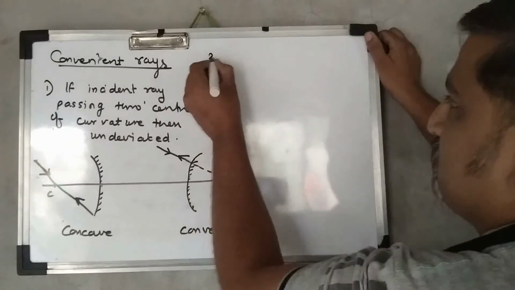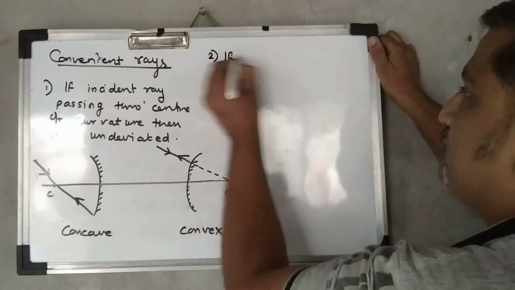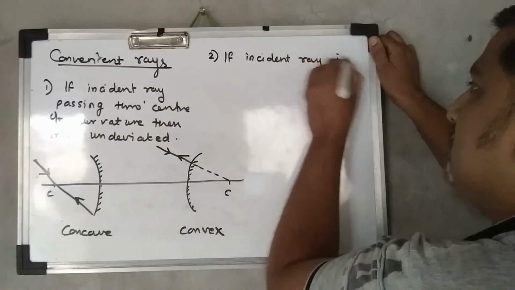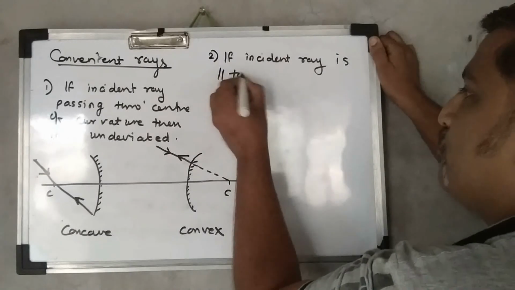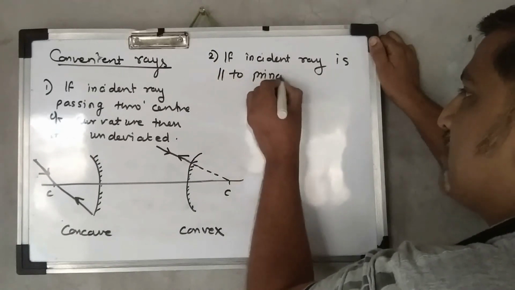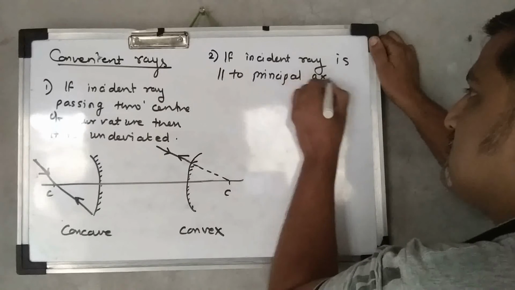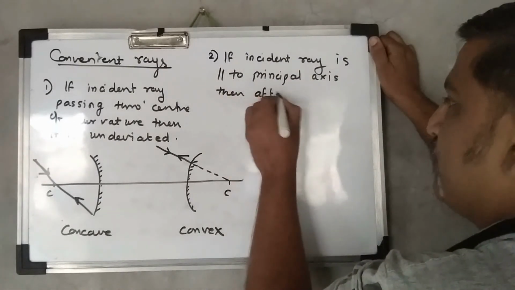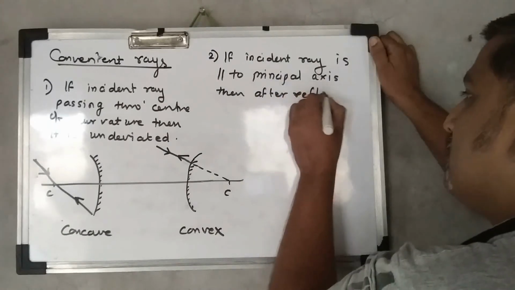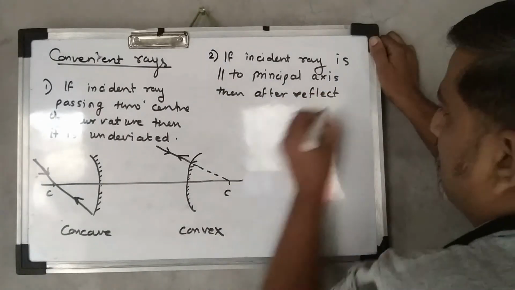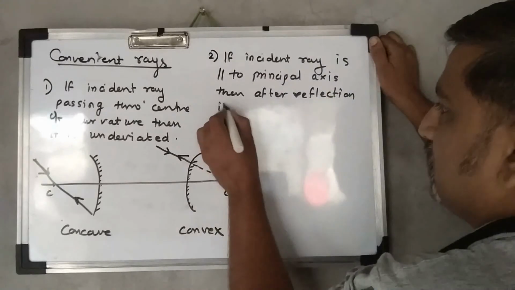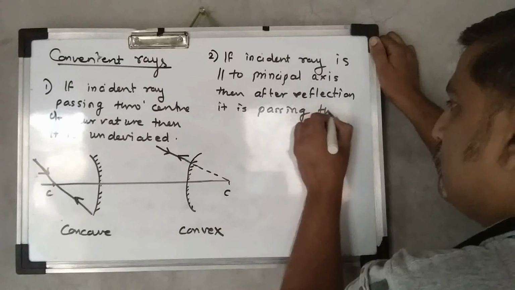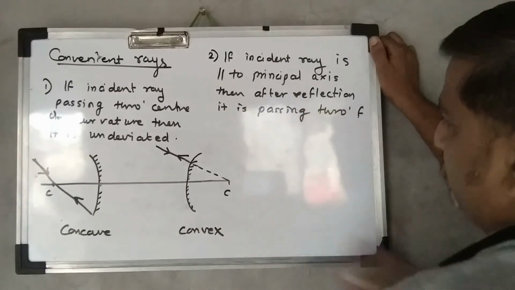Now let's talk about the second rule. If the incident ray is parallel to the principal axis, then after reflection it is passing through the focus F.